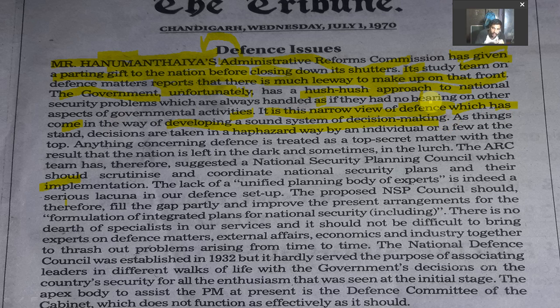When some clause describes a noun or a pronoun, that would be an adjective clause. Here this clause is known as an adjective clause because it is describing a particular noun. So if it is the case, we have to see every minutest detail. That's why I'm saying so. Every minutest detail you have to see. Then thereafter, here you see, as things stand, okay, decisions are taken in the haphazard way by an individual or a few at the top. Okay, so we have to analyze the same statement the same way.